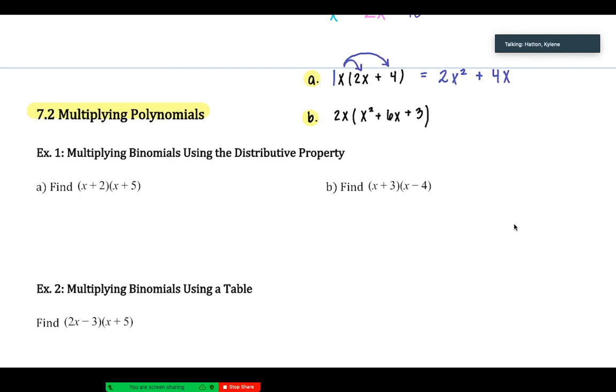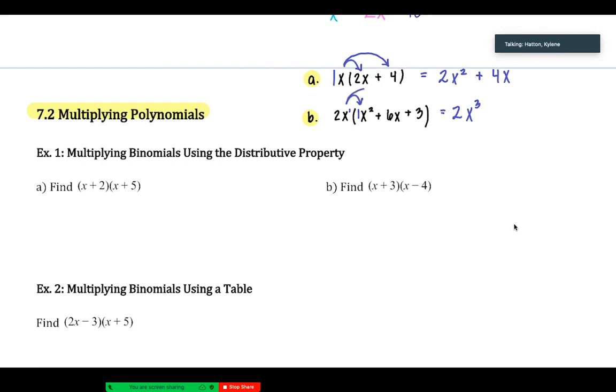And then for the second one, 2x times x squared plus 6x plus 3. When I distribute the 2x to the x squared, I multiply the coefficients, the number in front. So 2 times 1, that would still be 2. And then x times x squared would become x to the third power. Remember, when you're multiplying factors with the same base, you add their exponents. So x to the first power times x squared would become x to the third power.